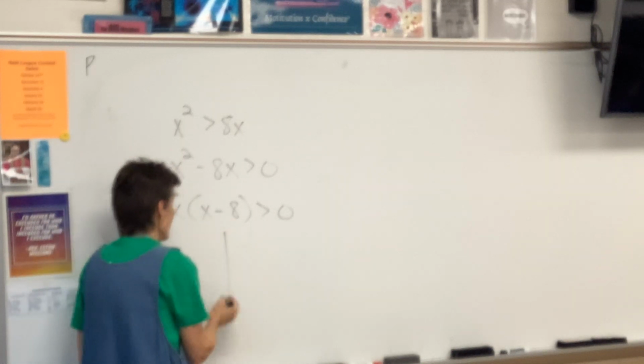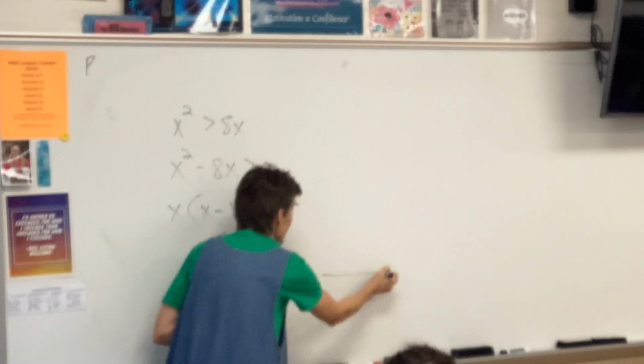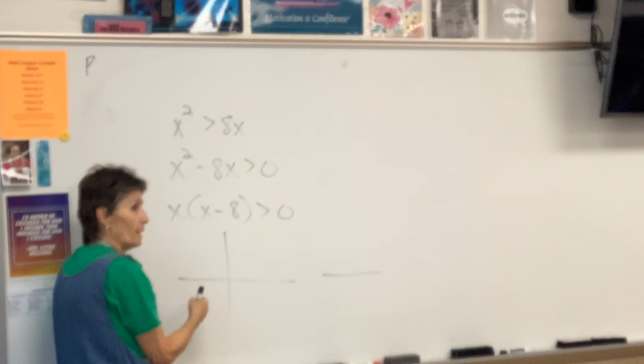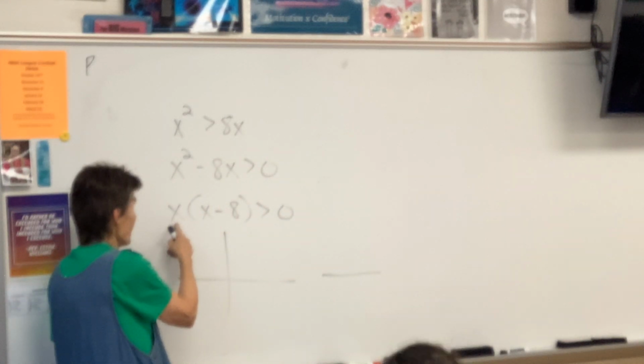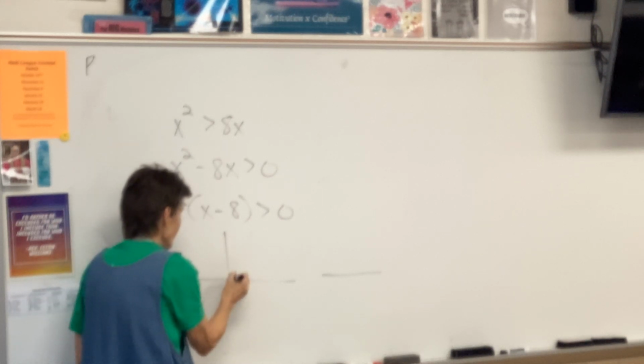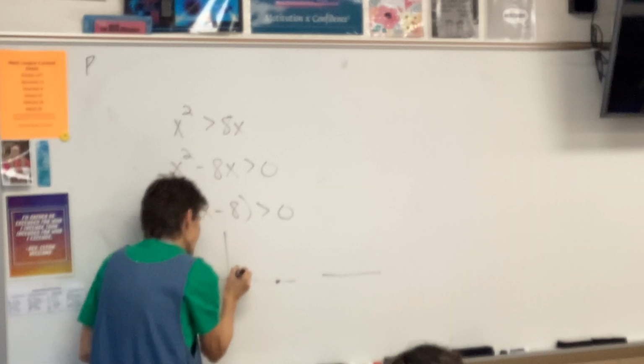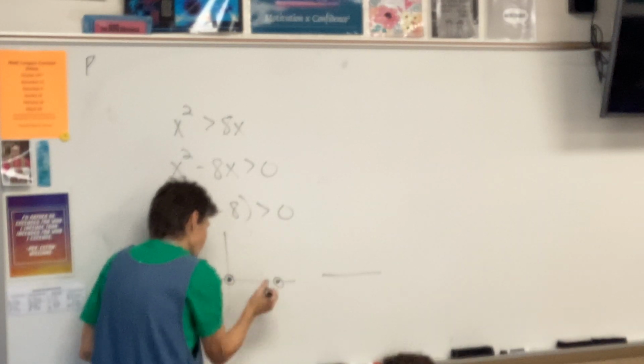So now there are two ways I can do this. I can do it with a number line, or I can do it with my coordinate plane. I know I have a 0 at 0, and I know I have a 0 at 8. And technically, those are open dots, agreed?